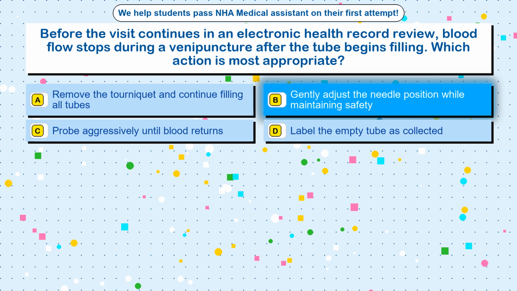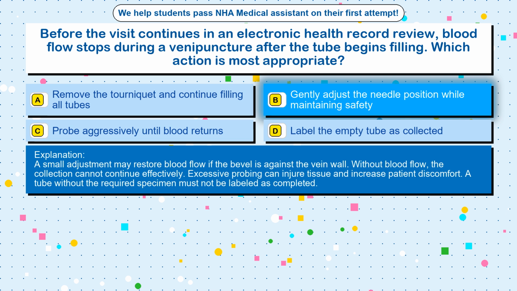The correct answer is option B, gently adjust the needle position while maintaining safety. A small adjustment may restore blood flow if the bevel is against the vein wall. Without blood flow, the collection cannot continue effectively. Excessive probing can injure tissue and increase patient discomfort. A tube without the required specimen must not be labeled as completed.